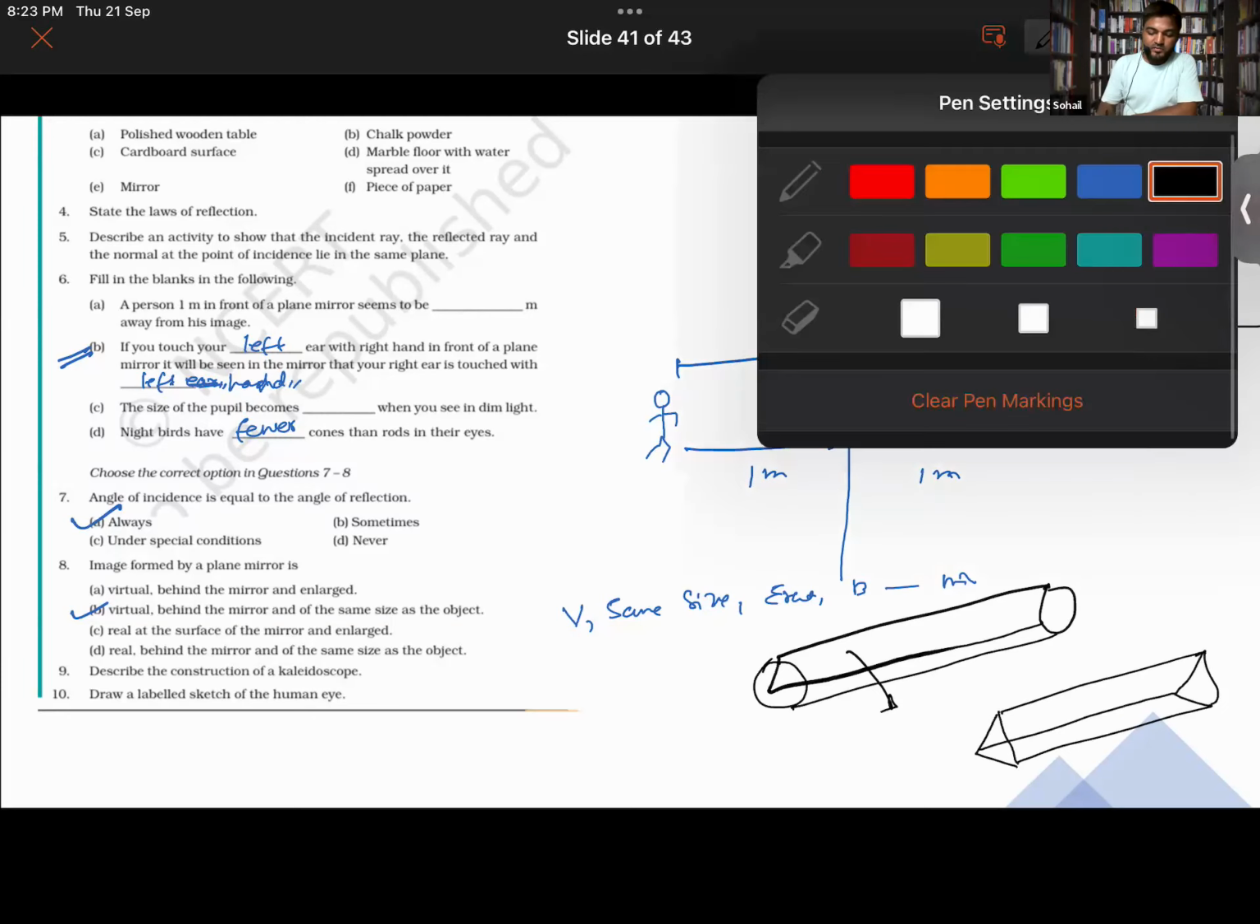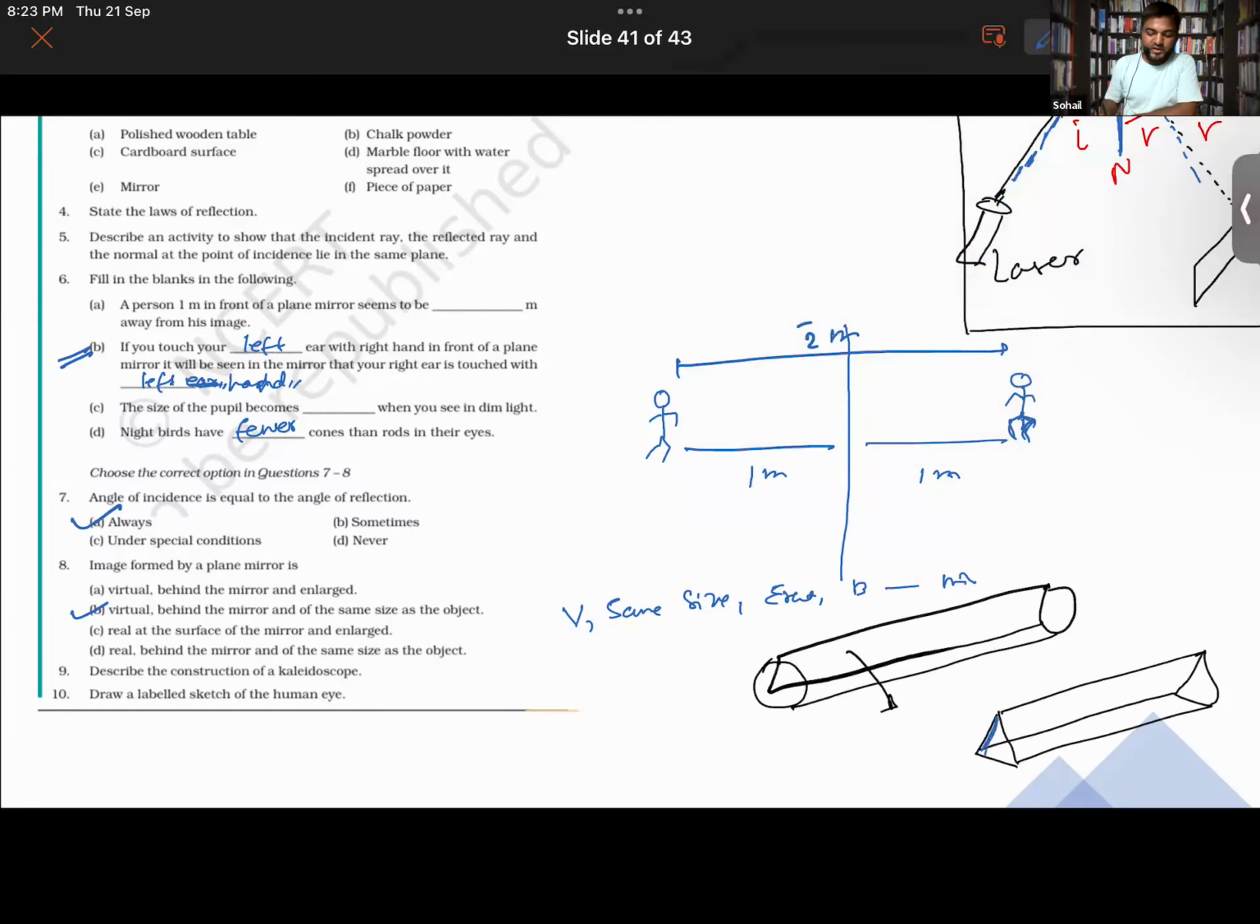Okay, now on the one end of the prism, you will attach one more mirror, and on this mirror, you will be placing different types of colorful beads. Colorful pieces of bangles can be pasted on this surface here, on the bottom mirror. While on the other side, if you were to look at it, you will be getting colorful patterns.